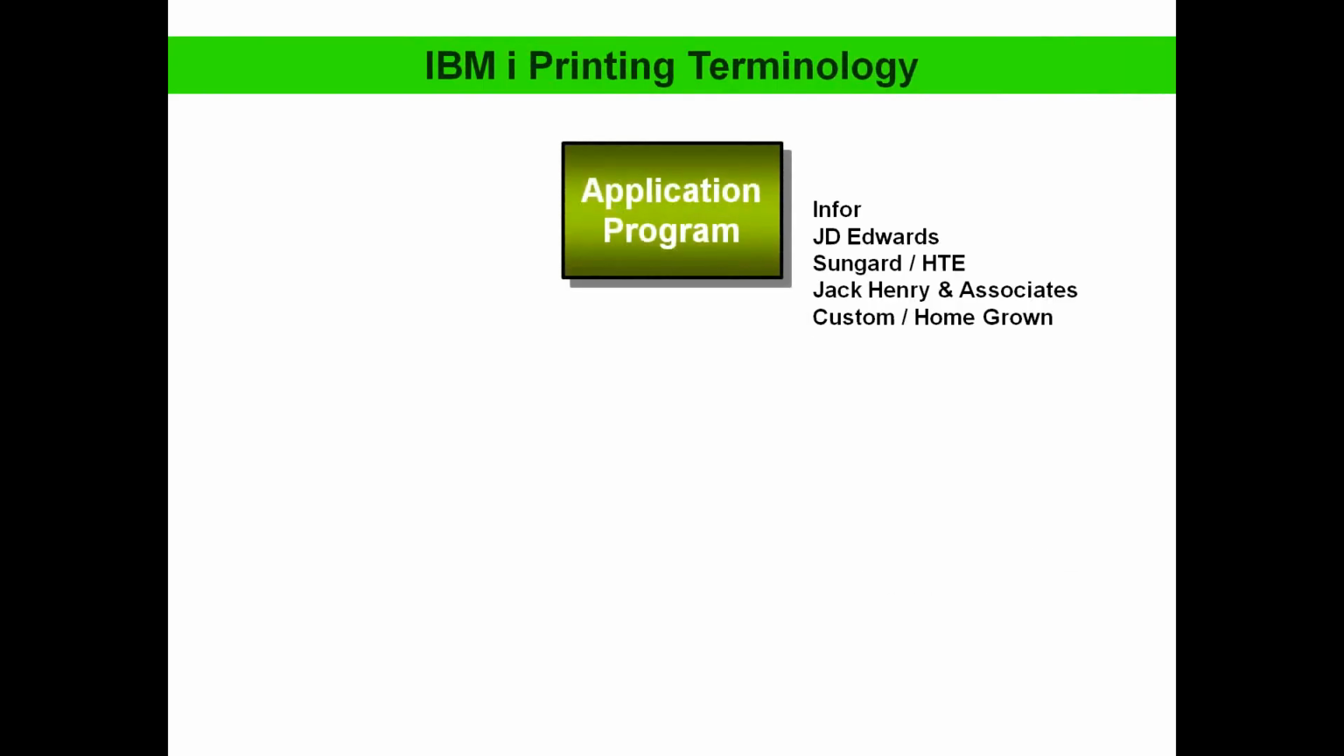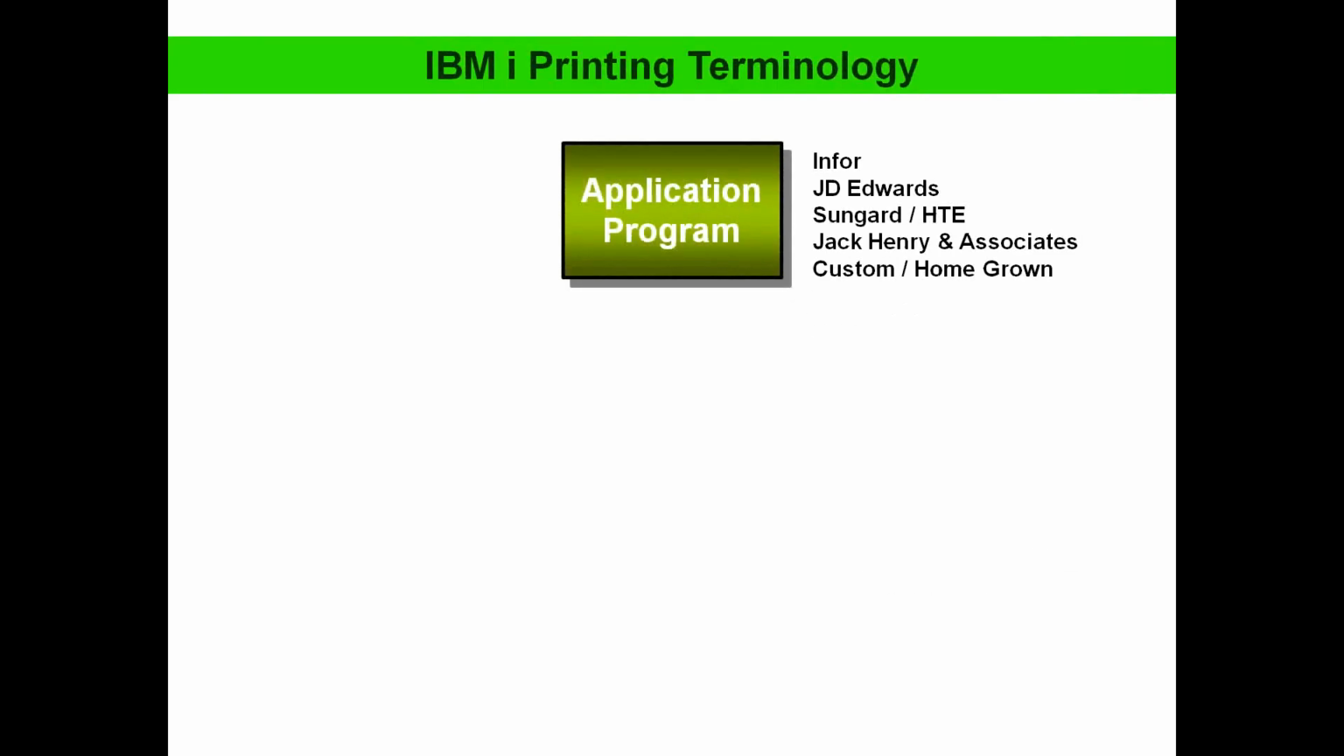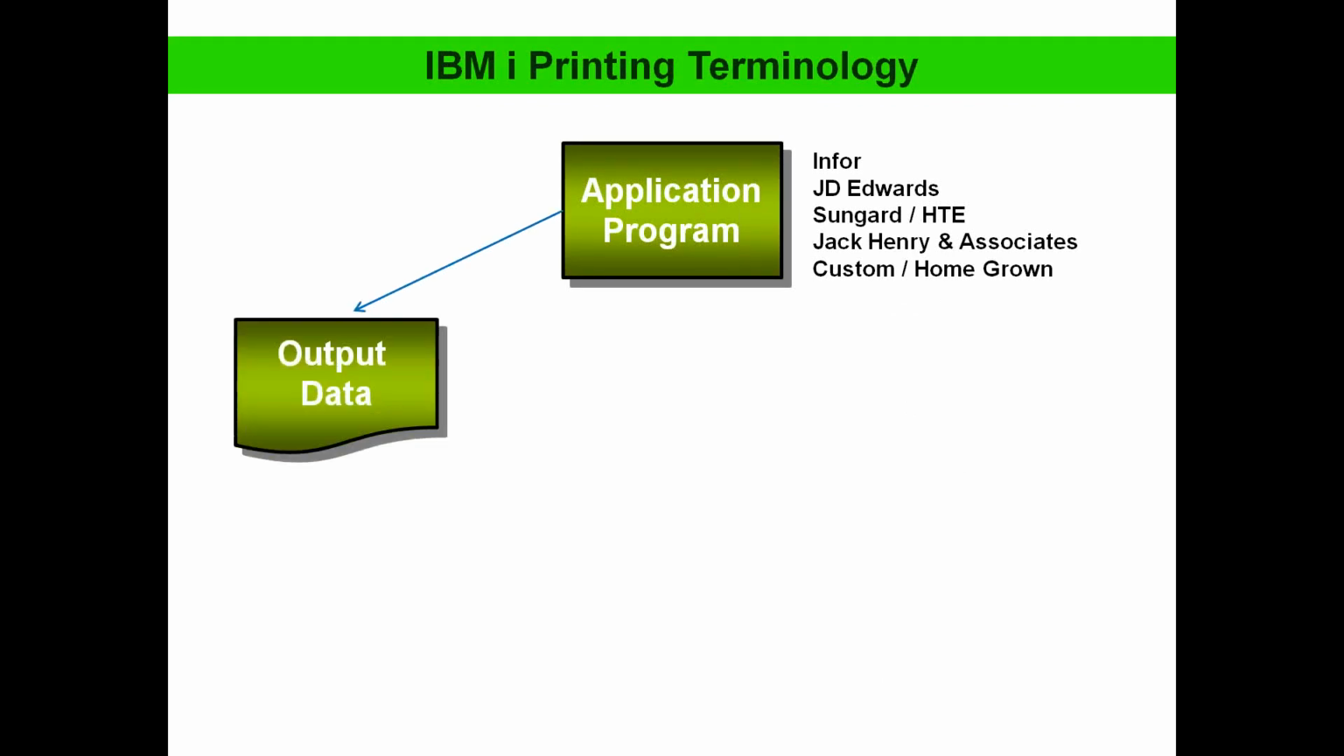First, let's define some IBM printing terminology. To create printed output, a program or utility, like a financial package, ERP, or a homegrown application, will generate output data. When you print a report, it goes to a printer file, which contains the attributes the printed output will have, such as formatting, page size, etc.